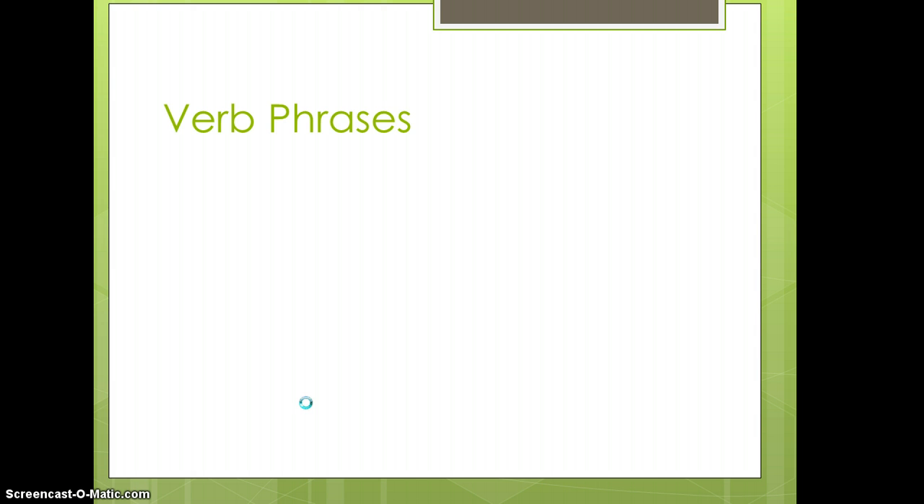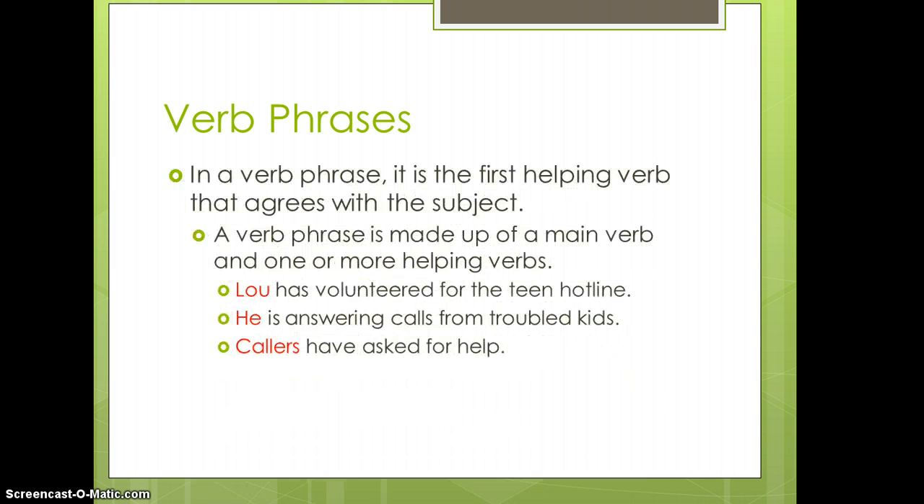Next is verb phrases. In a verb phrase, it is the first helping verb that agrees with the subject. So a verb phrase is made up of a main verb and one or more helping verbs. So, Lou has volunteered for the teen hotline. Our subject is Lou. Our verb phrase is has volunteered. Our helping verb is has, and that's singular, referring to our singular subject, Lou.